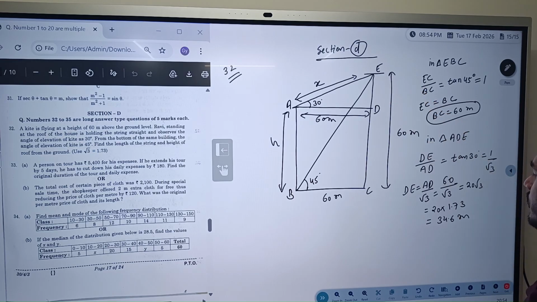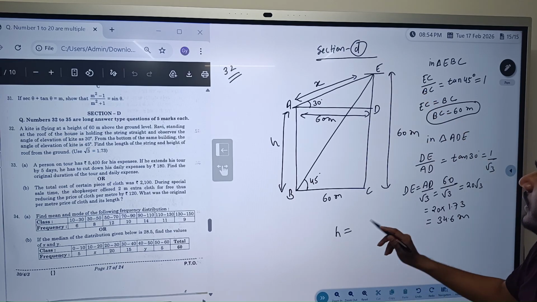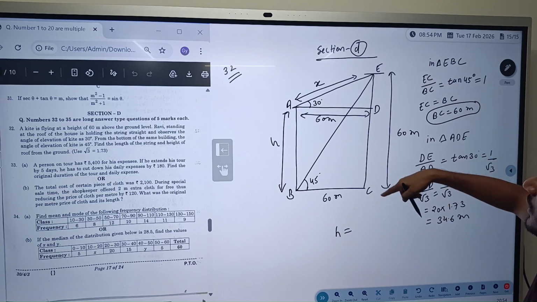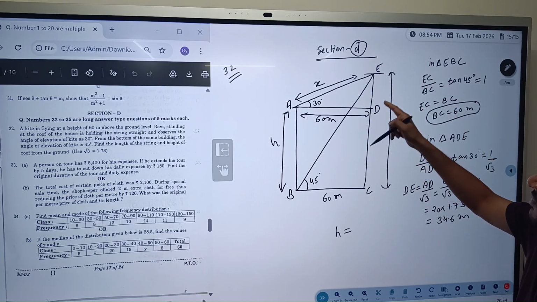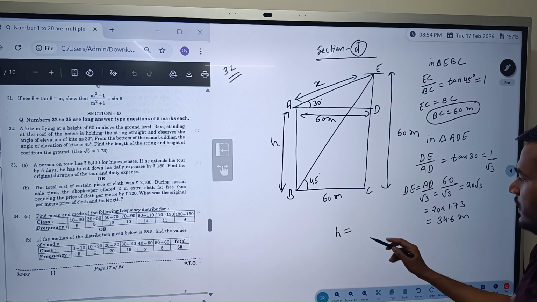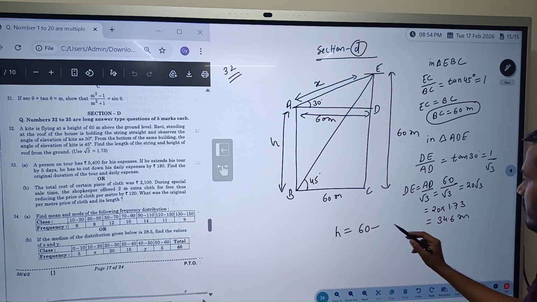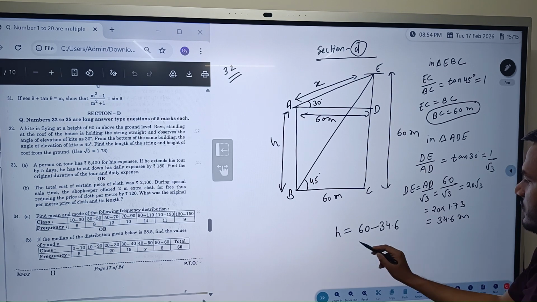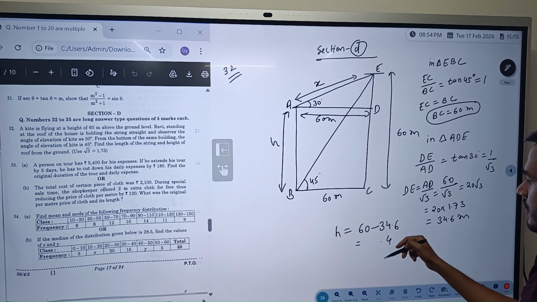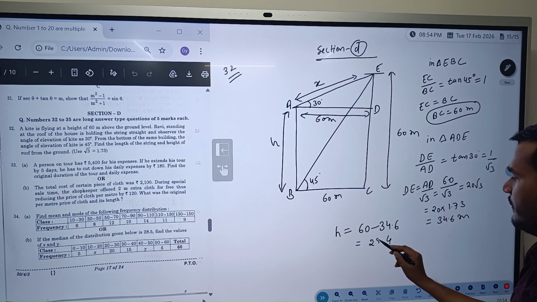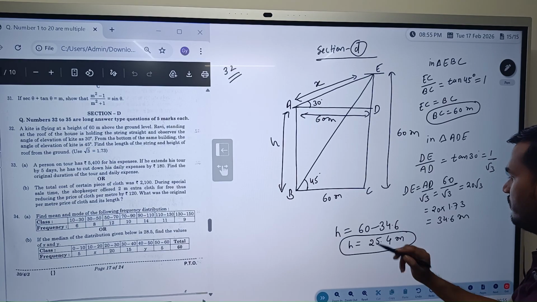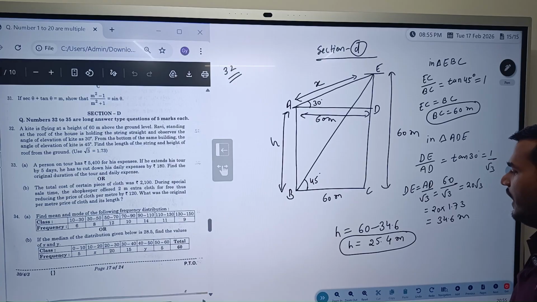DE is 34.6. So H is the total height of the kite from the ground minus DE. So H is 60 minus 34.6, that is 25.4 meter. H is equal to 25.4 meter, the height of the kite.